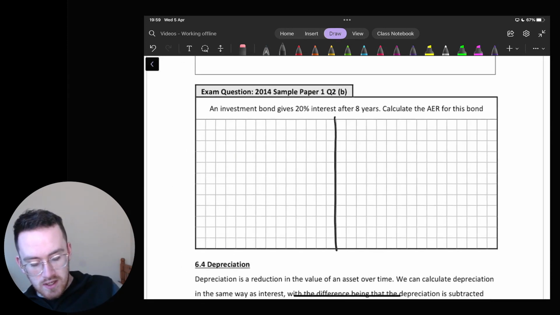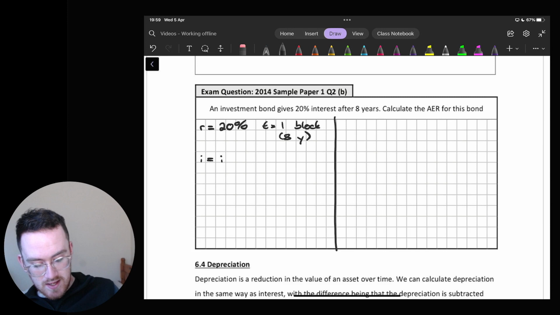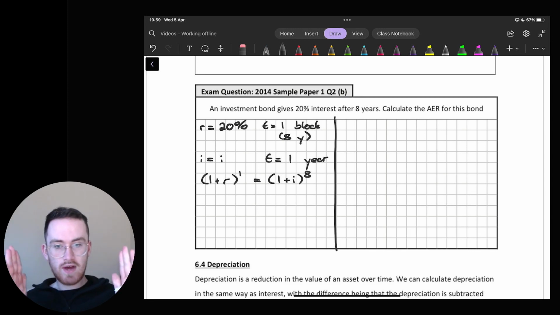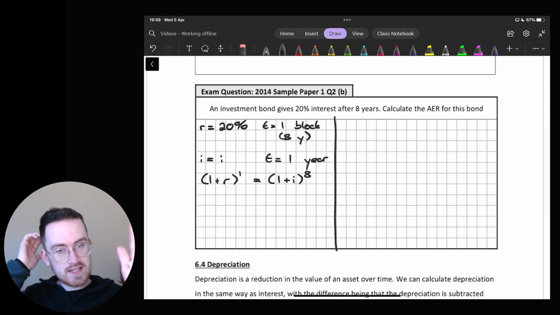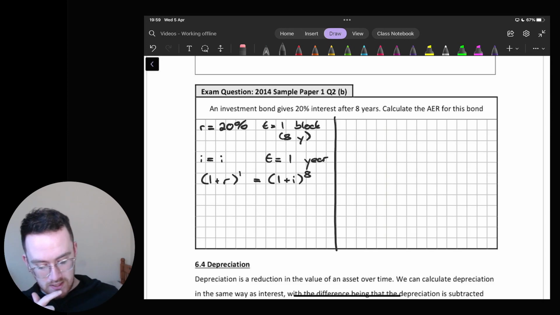So we have the two ways that we can approach it. What we're looking at is that I have this rate, and my rate R is 20% for one block of 8 years. Then my other rate I is for a time of 1 year. So setting this up, 1 plus R to the power of 1 block is the same as 1 plus I over 8 years. Okay, so those are comparable. So my rate R is for 8 years, my other rate is just for 1 year, so I have to put it to the power of 8 to have it equal. Then we'll sub in that rate, so 20% is 0.2, 1 plus I to the power of 8.